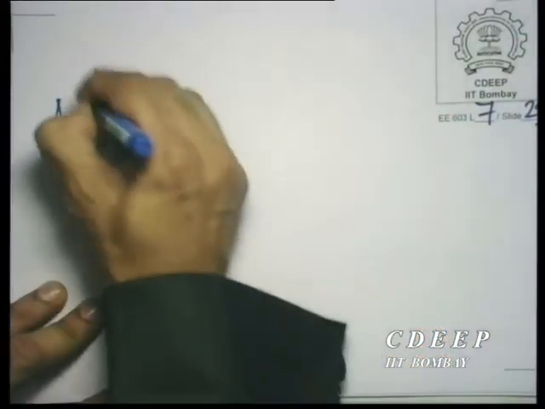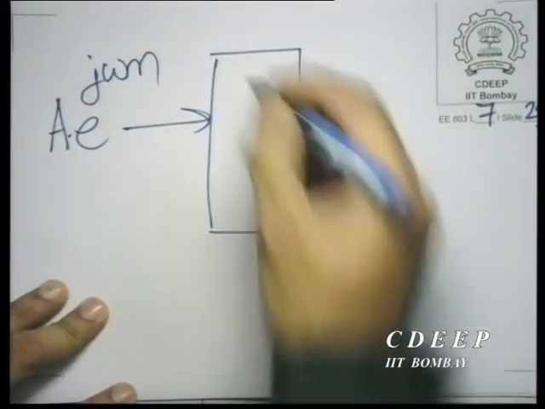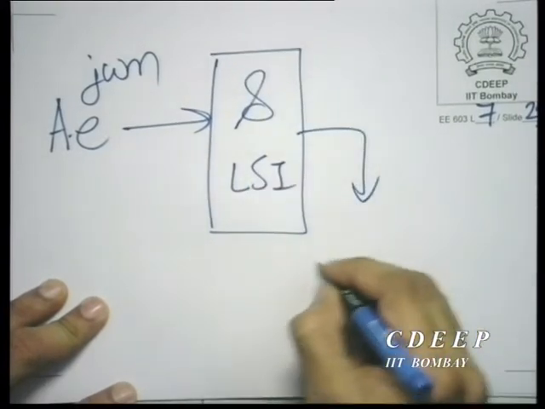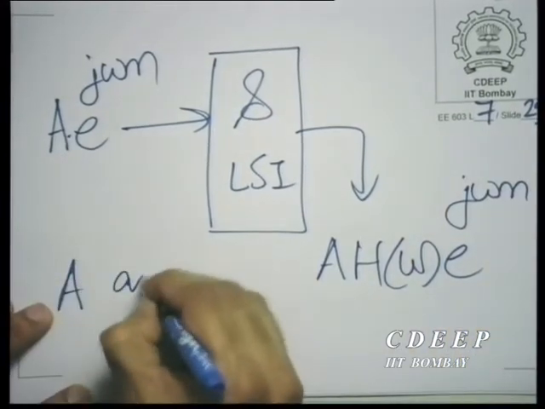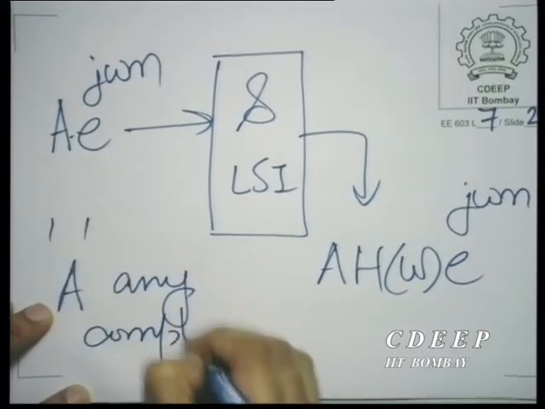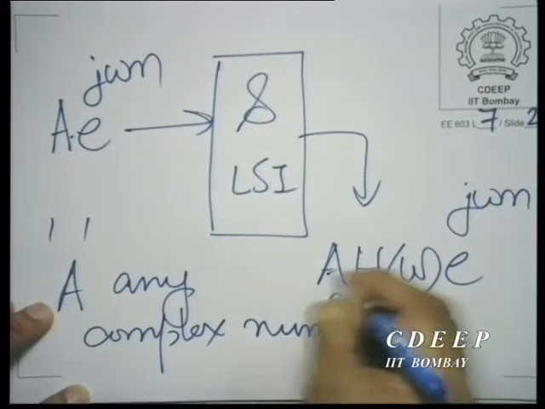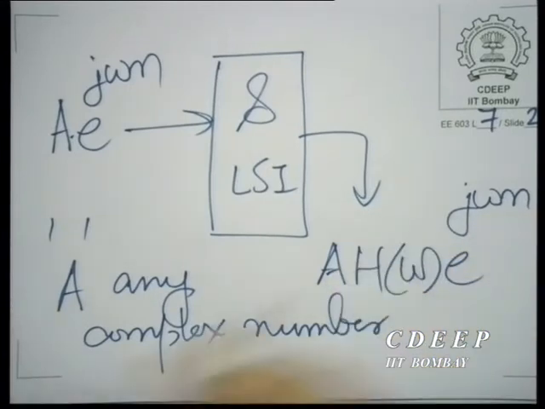So, if I take a times e raised to the power j omega n and give it to the same LSI system, I would of course get a H of omega e raised to the power j omega n. A is any complex number, provided H of omega converges. That is the $1,000,000 question. When would it converge? But at least it's soothing to see that provided we have convergence, we have got what we wanted.